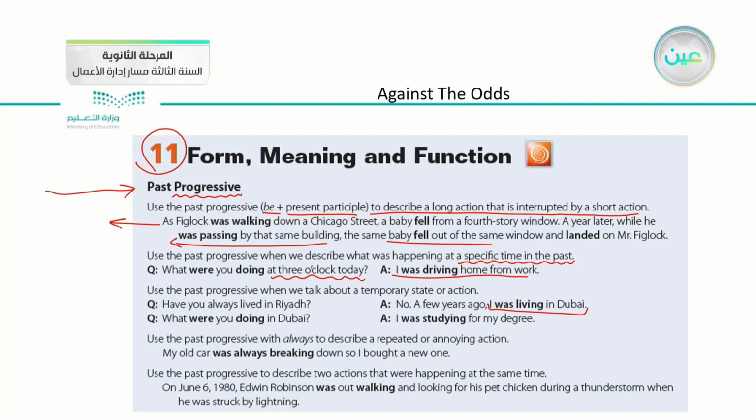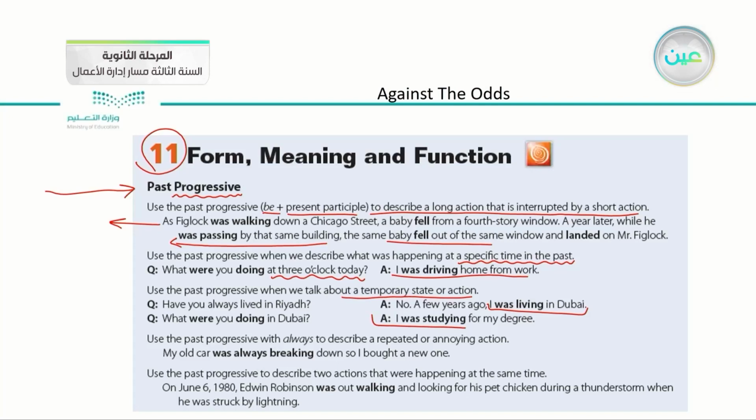Another question, what were you doing in Dubai? I was studying for my degree. That means he studied or she studied for their degrees, and after they finished, they left Dubai. So they were living there and studying there for a temporary or short time. So it was a temporary state.